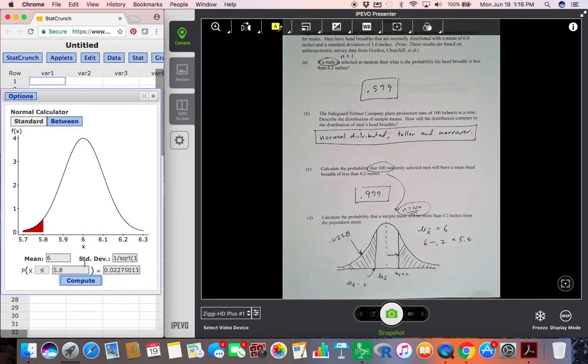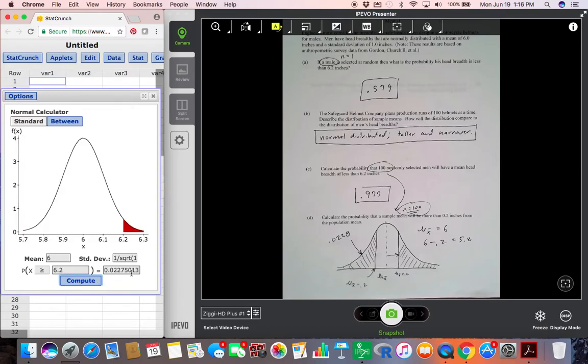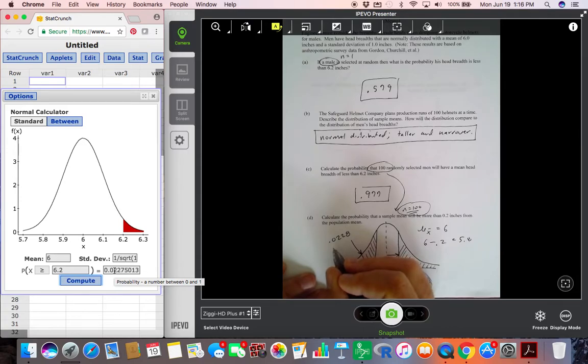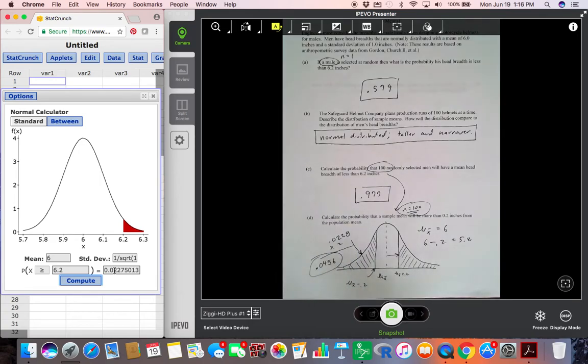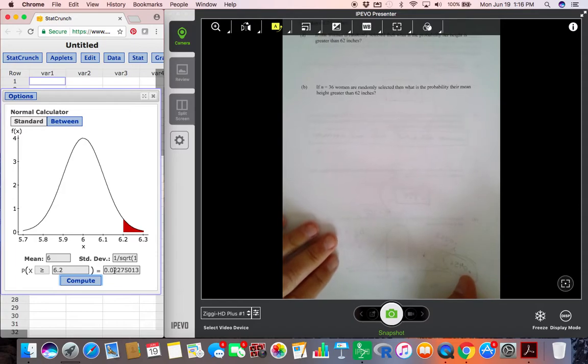Now, just to prove it to you, greater than 6.2 is going to give you the same value. All I have to do is take the 0.0228 and multiply by 2. And what do I get there? 0.0456 would be the final answer. All right.